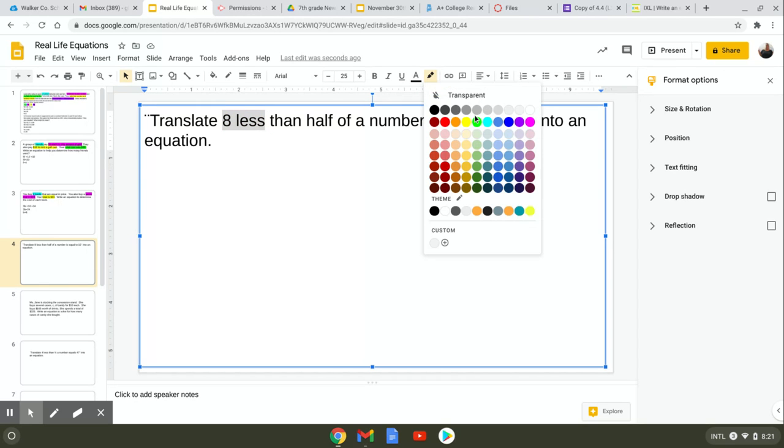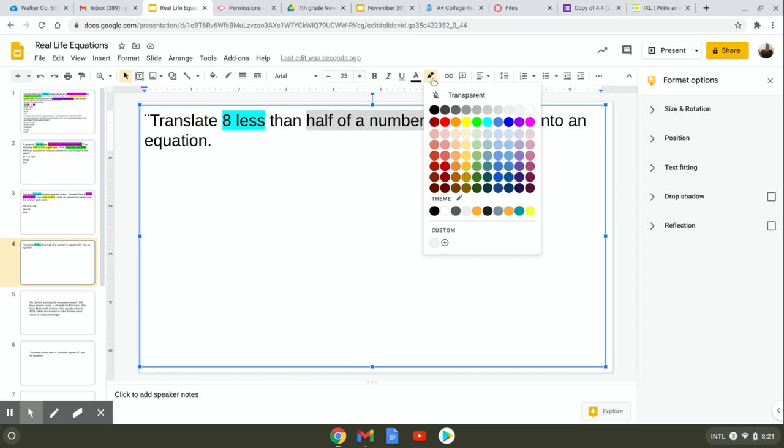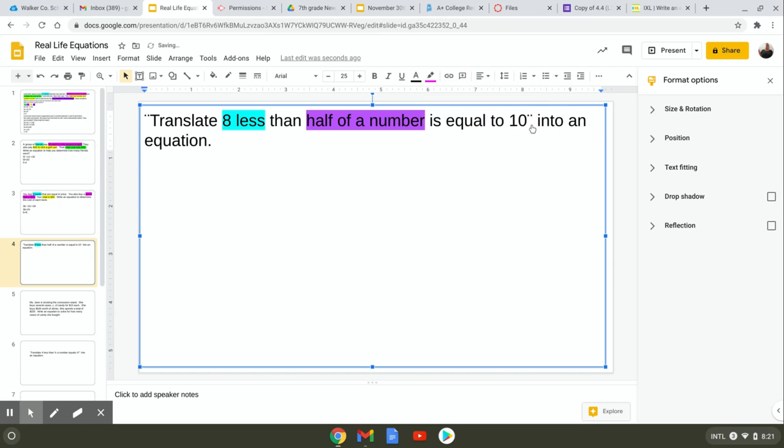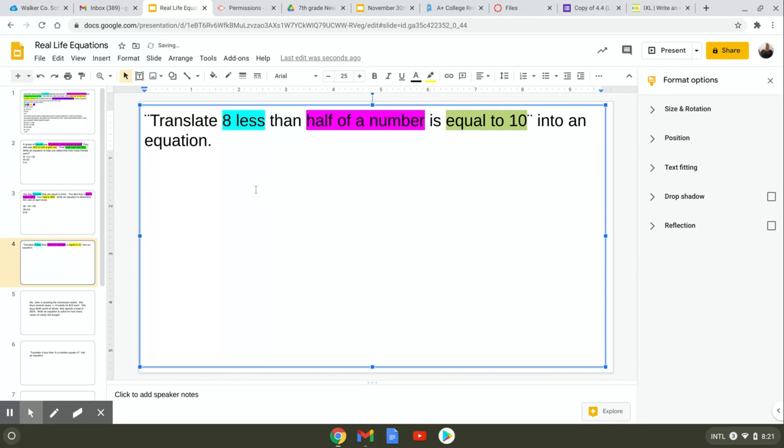That's right. Less means subtract. It says 8 less than half of a number. So our number could be any number. So this is our variable, and we know that it's half of that variable. So it would be a variable over 2. And we know that it is equal to 10. So we know that's the part that goes on the other side of the equal sign.